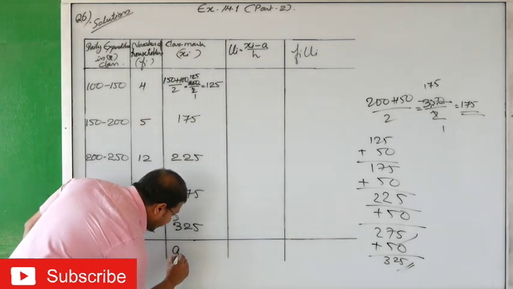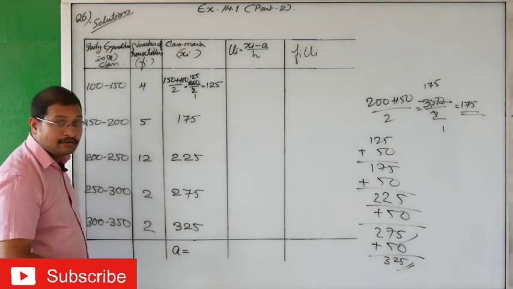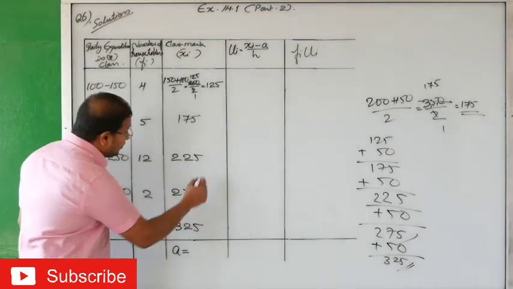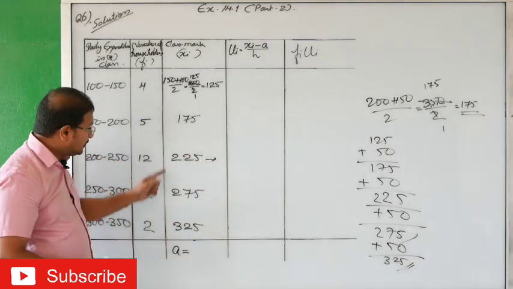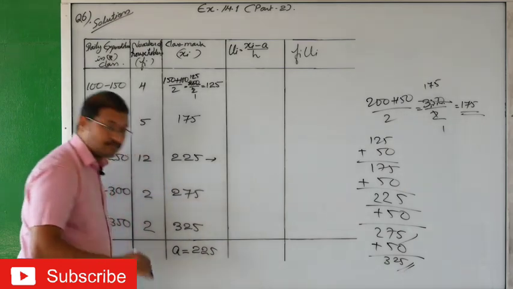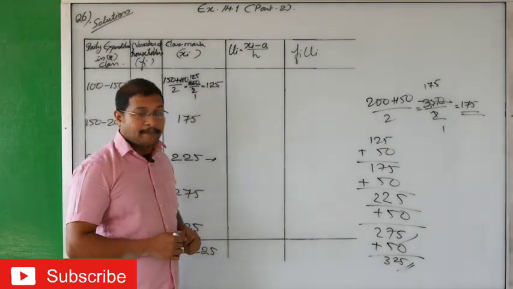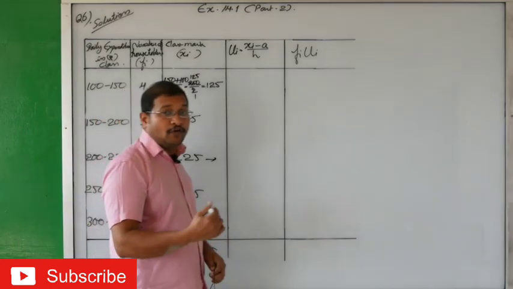From here we will write the value of a. What will be the value of a? The middle term. What is that? 225. Ready? Now we will go for ui.